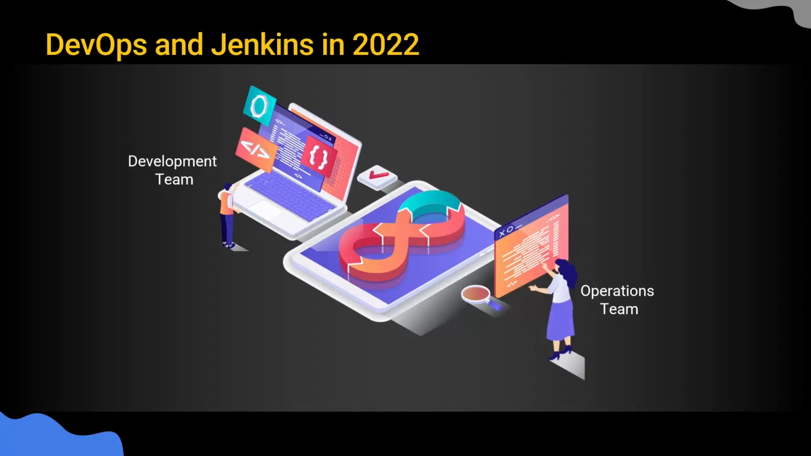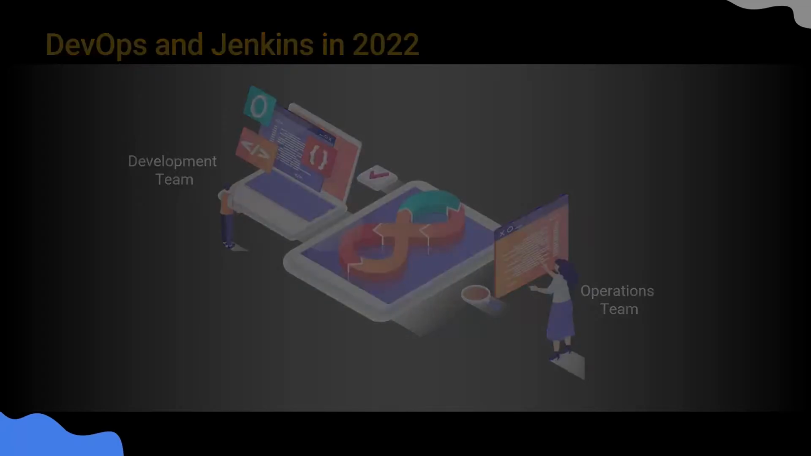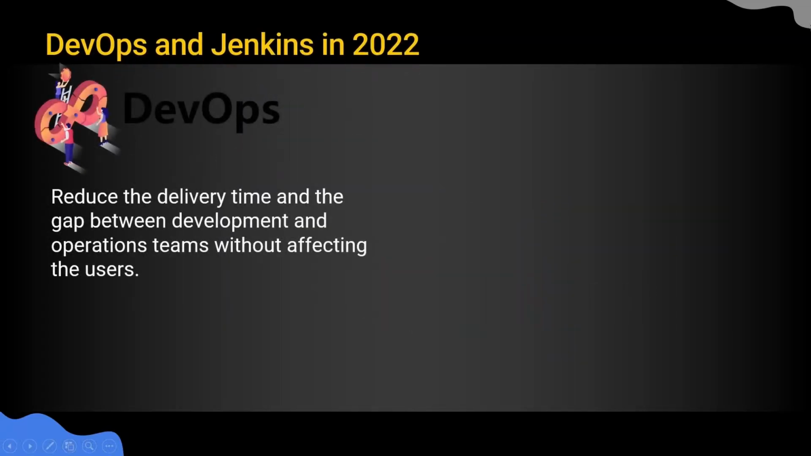A DevOps approach allows us to implement a series of phases and tools that collaborate in the different tasks that these teams have to perform: planning, coding, versioning, compiling, testing, deploying, and monitoring. The DevOps symbol is an infinite sign, suggesting that it's a continuous process of improving efficiency. We could say that DevOps focuses on reducing delivery time and the gap between development and operations teams without affecting the users.